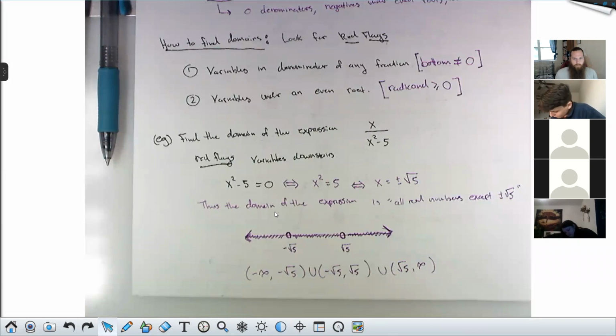Okay. Same sort of thing. If you're trying to find the domain of an expression that has some stuff under a square root, you would set the stuff under the square root greater than or equal to 0.